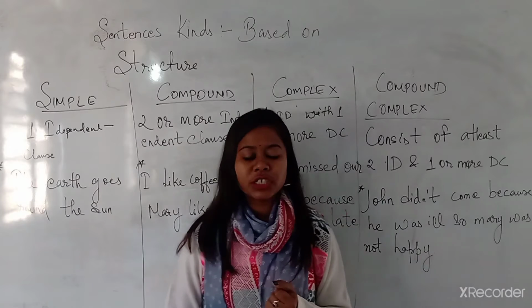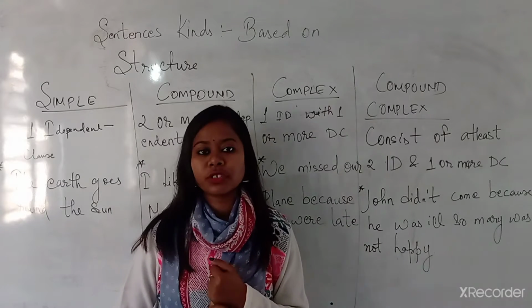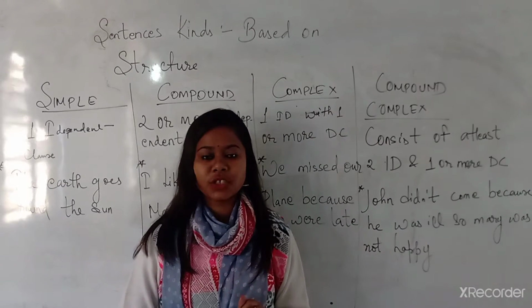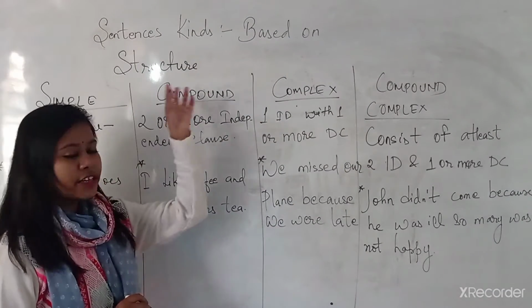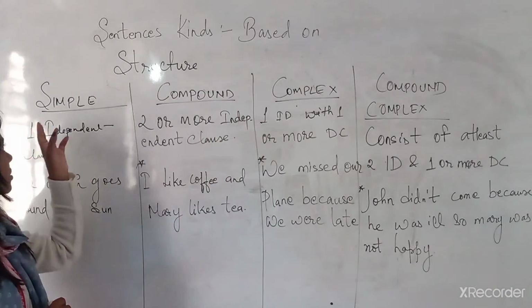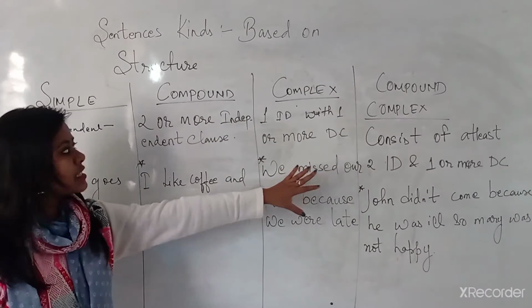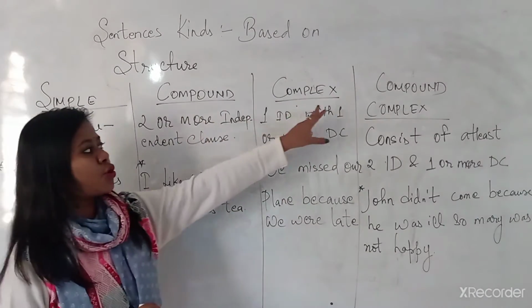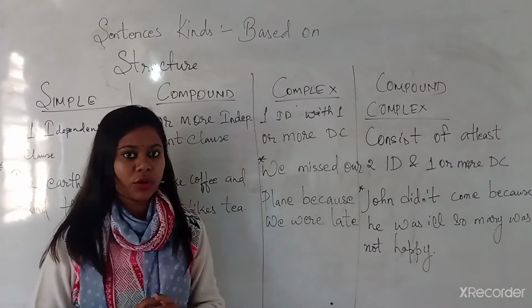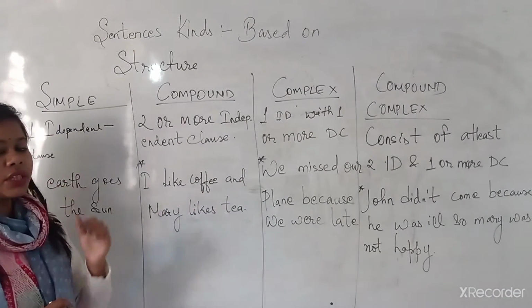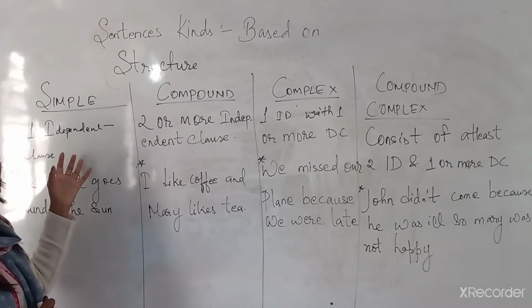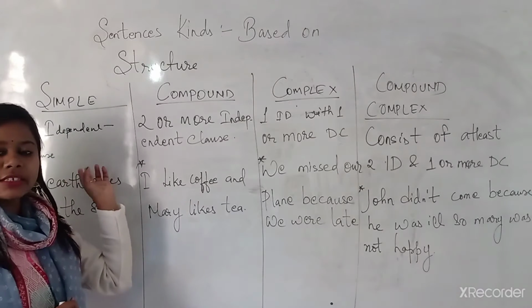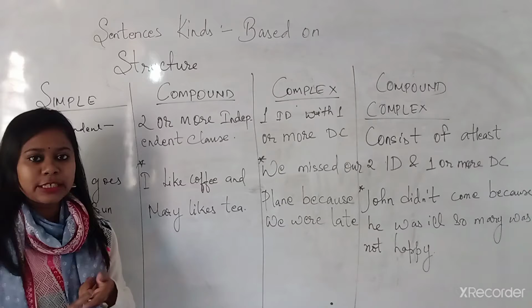Okay. So depending upon the kind of clauses which form a sentence, we will do kinds of sentences. There are 4 kinds of sentences: simple, compound, complex and compound complex. Okay. So let's begin with the simple sentence. So what is a simple sentence? It has one independent clause, only one independent clause.